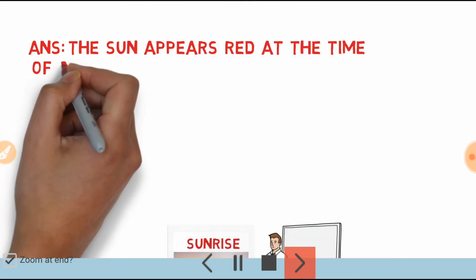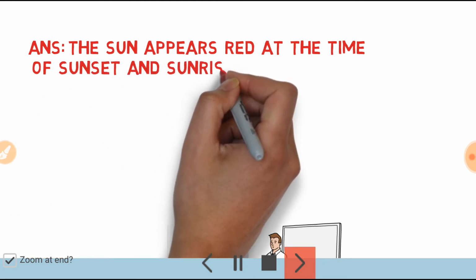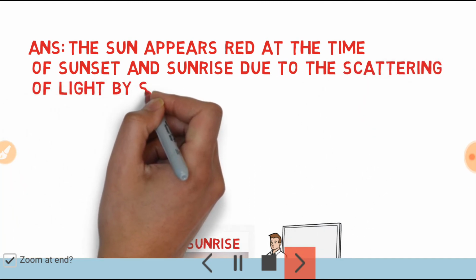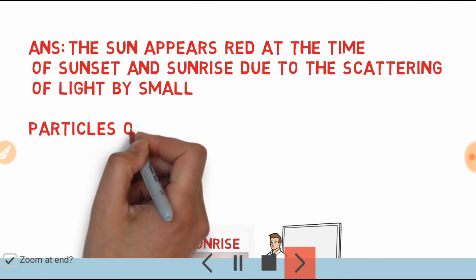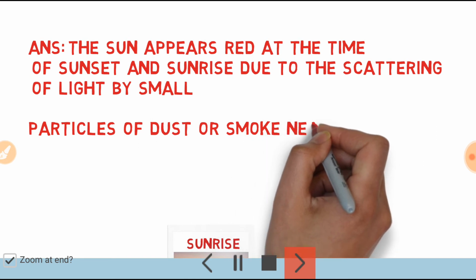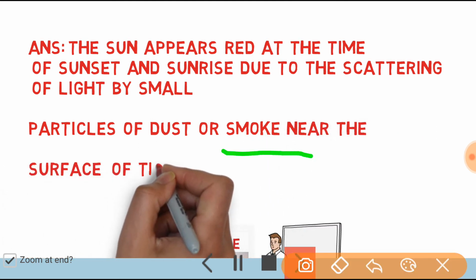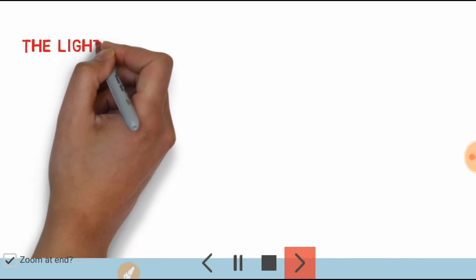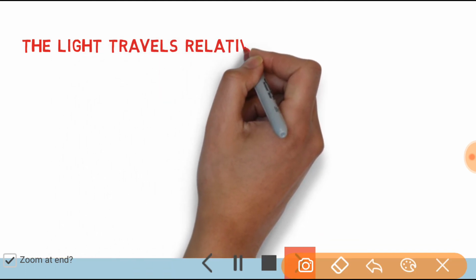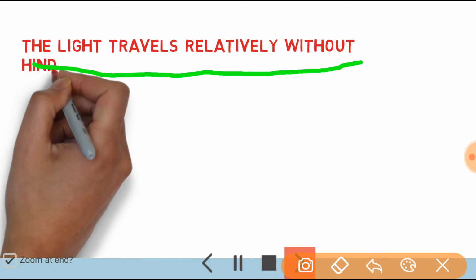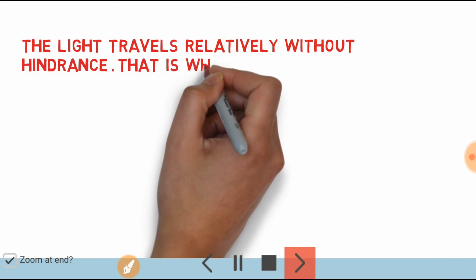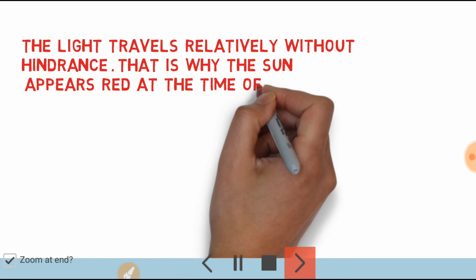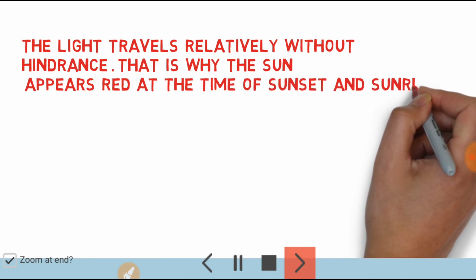The sun appears red at the time of sunset and sunrise due to the scattering of light by small particles of dust, right? The light travels relatively without hindrance, right? That is why the sun appears red at the time of sunset and sunrise.